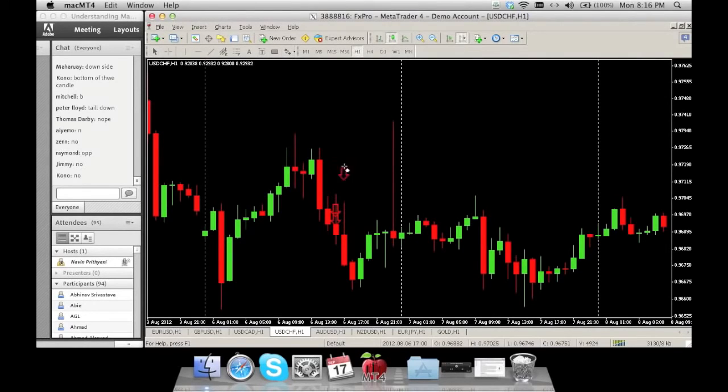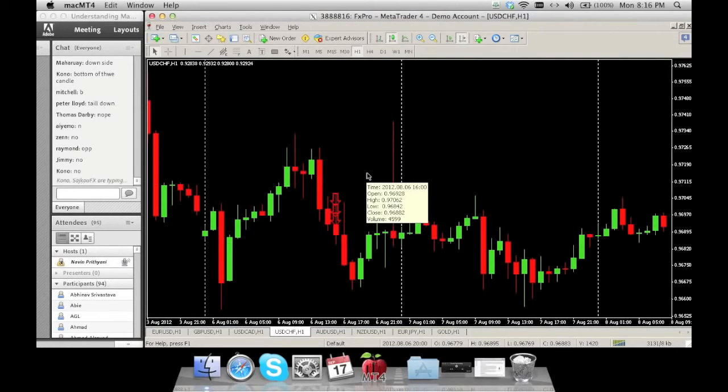In a trend continuation pattern, you need a couple of things. You need to make sure that the market is trending. The second thing is that it's at least bigger than the previous candle. And the third, of course, you need to make sure it looks like an exhaustion. So Kono and Zen, does it make sense, the difference between exhaustion and trend continuation?